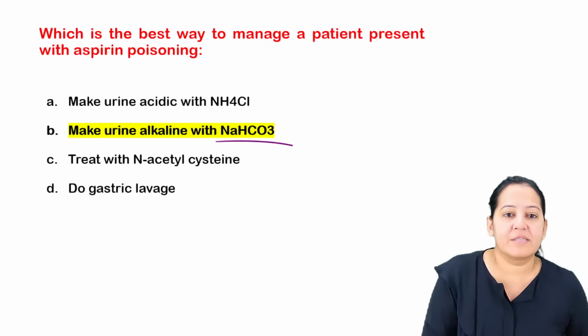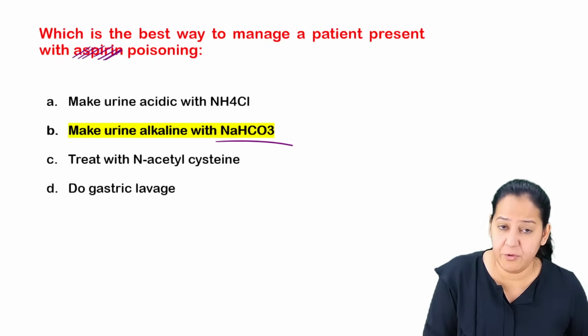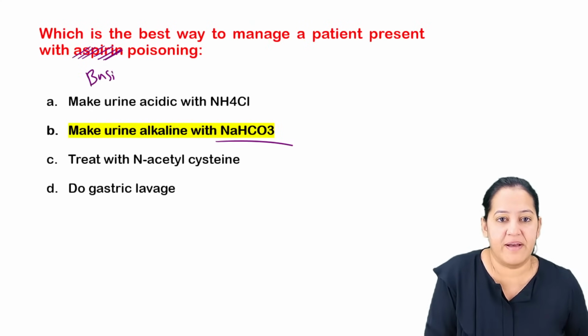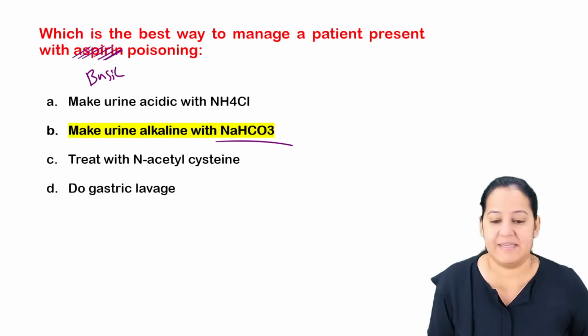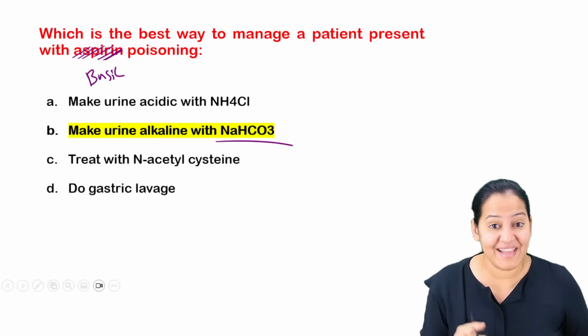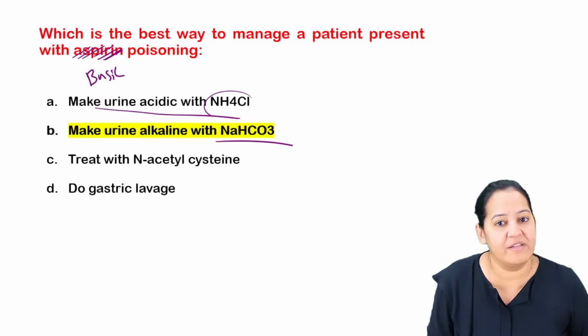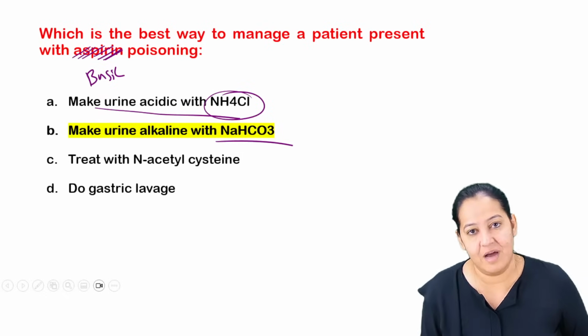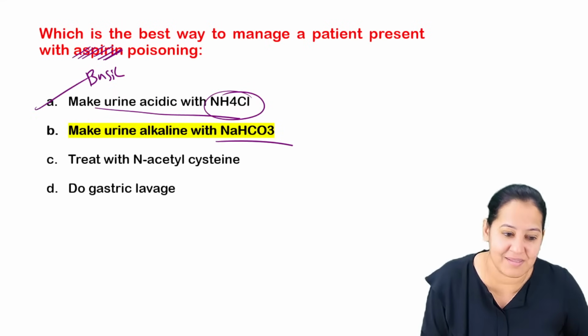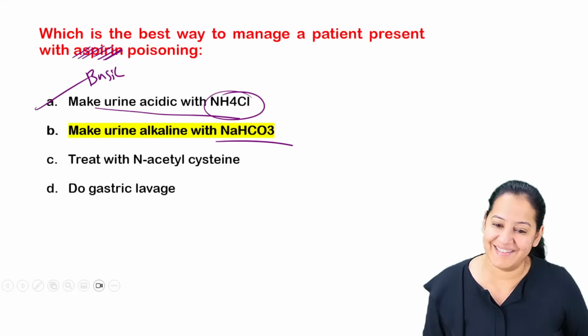Got my point? Now, if I give you the name of some basic drug here, your answer will change. In that case, you want to acidify the urine. So you will give the IV drug with ammonium chloride, arginine hydrochloride and ammonium. So in that case, the answer will become A. I hope you are getting it.